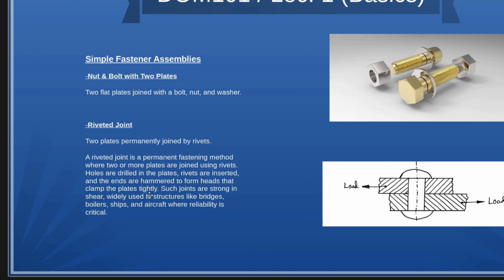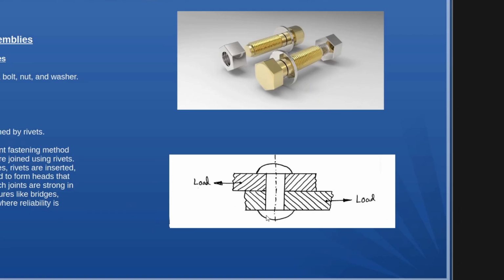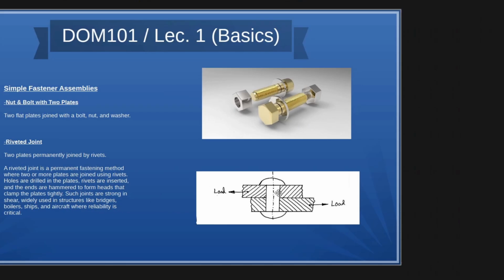plates tightly. Such joints are strong in shear, widely used in structures like bridges, boilers, ships, aircrafts, where reliability is very critical. So as you can see here in front of us, there are basically two plates which are joined with the help of a rivet. But possibly there is a chance that this particular riveted joint can fail because of shear failure that can occur.